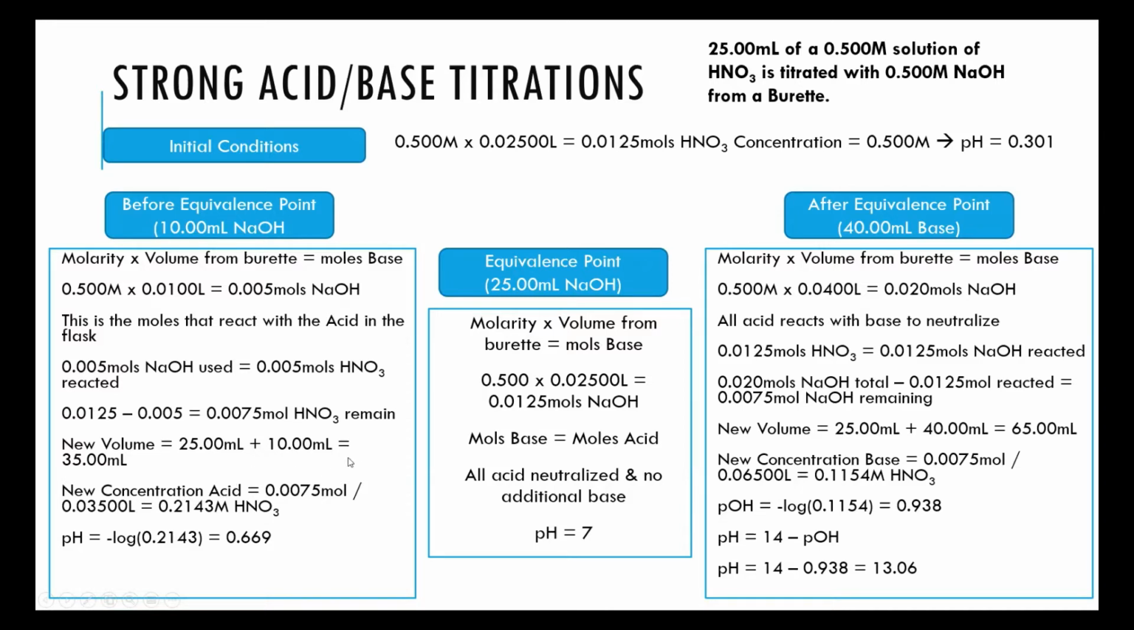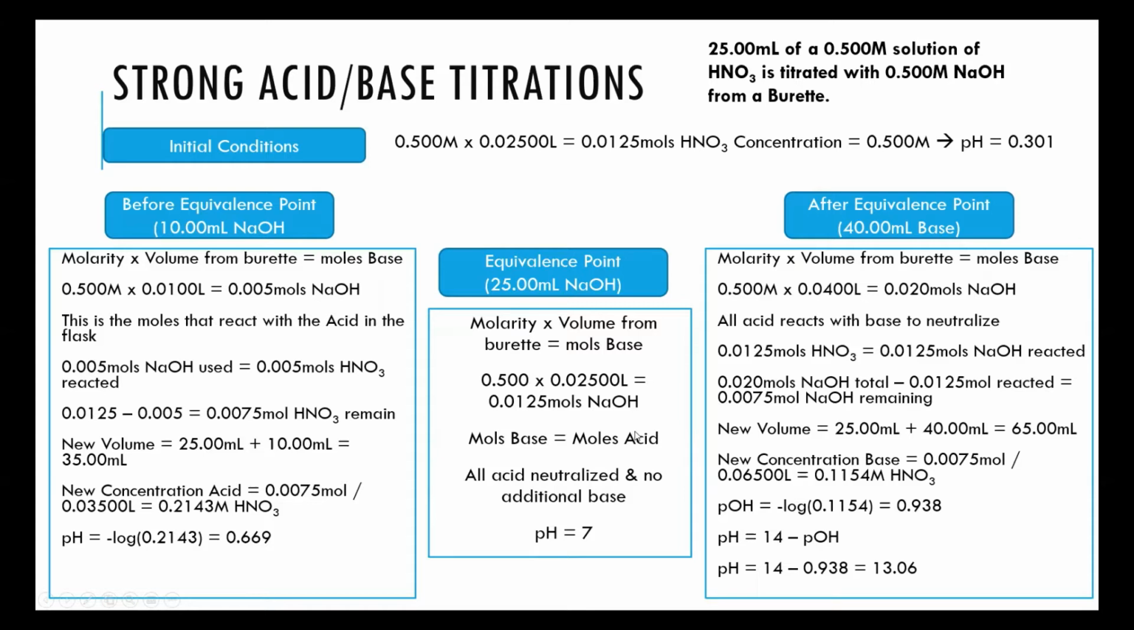Next is what would happen at exactly the equivalence point. So this would be where the moles of acid is equal to the moles of base. If you have 0.0125 moles of nitric acid, this means the equivalence point will be when exactly 0.0125 moles of sodium hydroxide is added. So the moles of base is equal to the moles of acid.